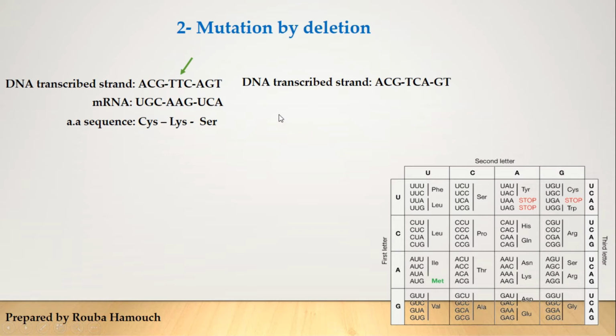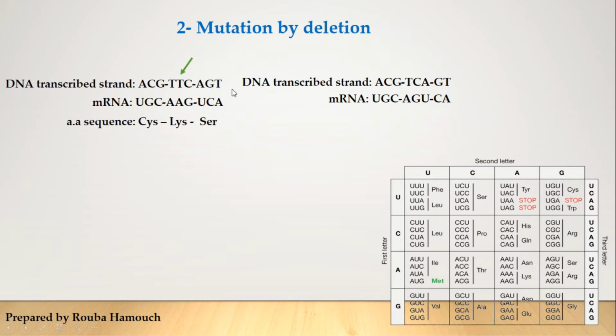Now, what could be the consequence of the deletion of the second nucleotide in the second codon, T? When T is deleted, ACG, the first codon, does not change. However, in the second codon, C will be displaced backward to replace the deleted T. And A will replace C here, G will replace A, and T will replace G.